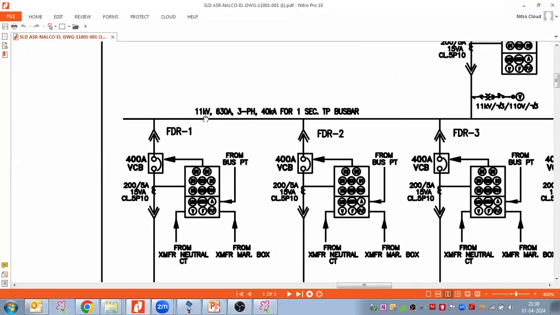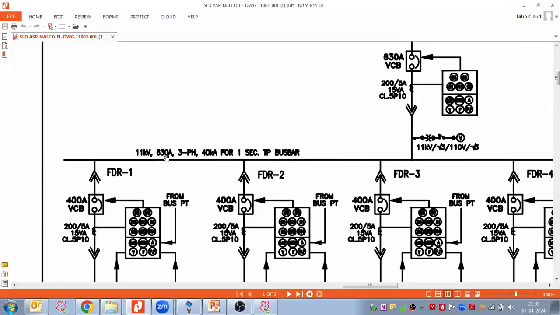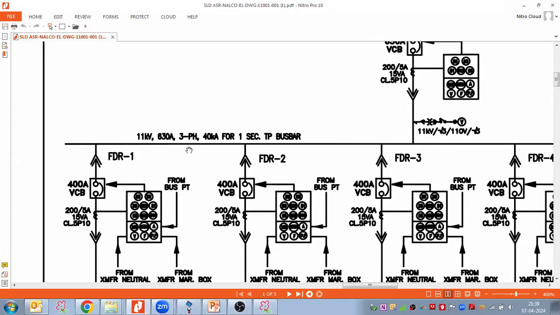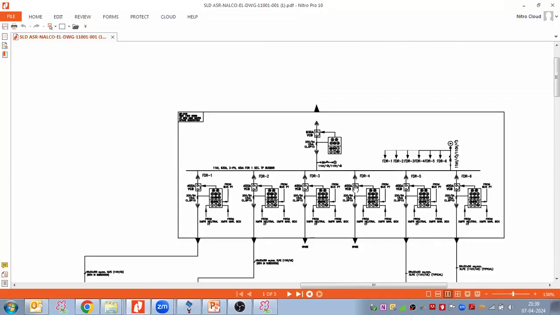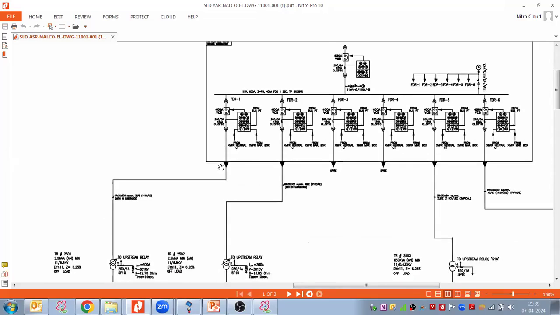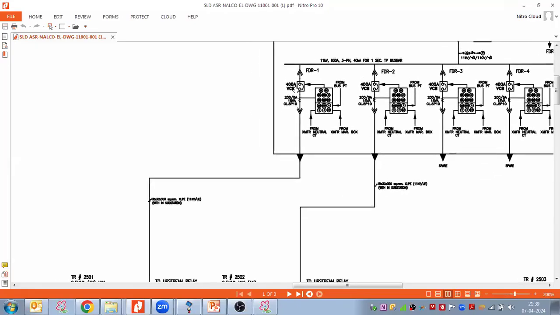And then here we have the 11 kV bus bar, 630 ampere, 3-phase. Generally, this bus bar rating we take equal to the incomer rating. So with a 630 ampere VCB, we have to take a 630 ampere bus bar rating. It is a 40 kA for 1 second, 3-phase bus bar. Now here we have different feeders: feeder 1, feeder 2, feeder 3. Here we are using 400 ampere VCB, the lowest rating of the VCB.